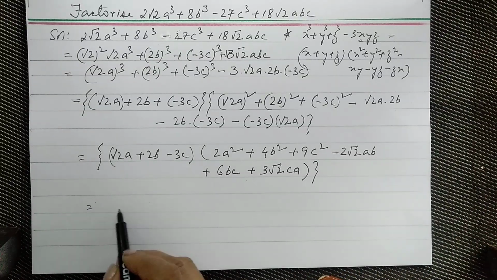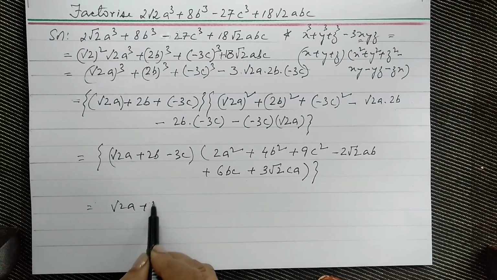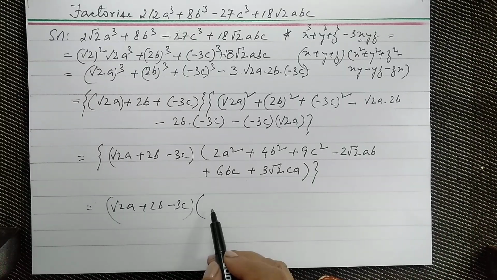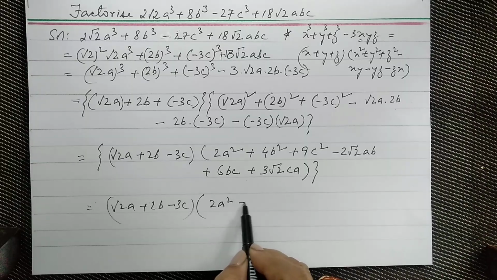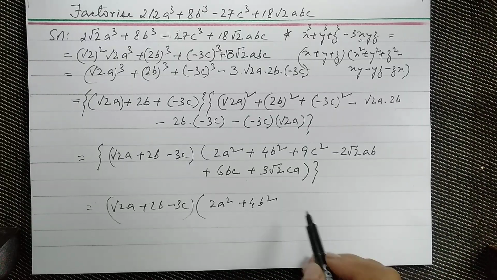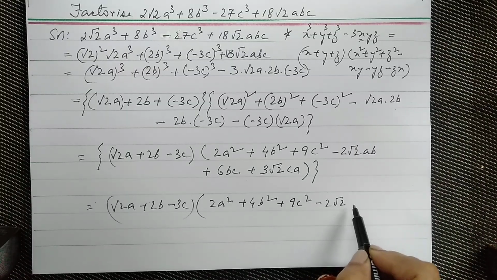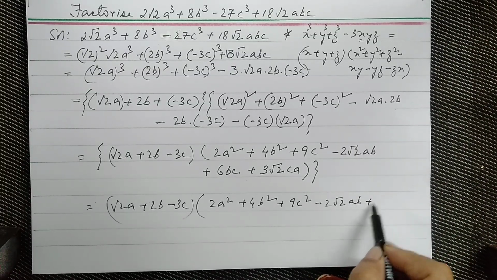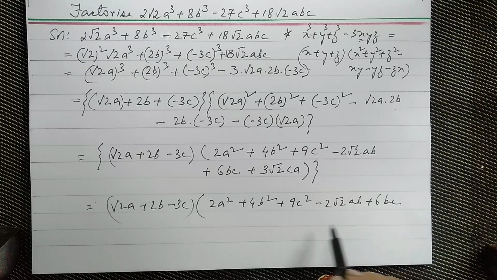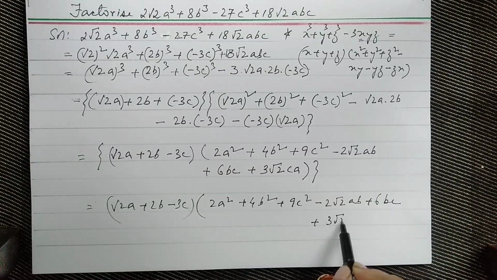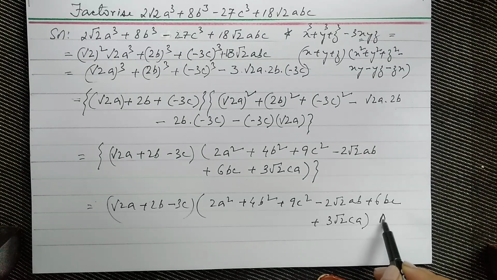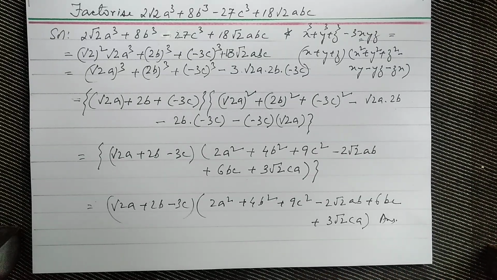Okay, the entire thing, root 2a plus 2b minus 3c. You can remove the curly bracket now. 2a square plus 4b square plus 9c square minus 2 root 2 AB plus 6 BC plus 3 root 2 CA. Alright, so this happens to be your final answer. Am I right? Have you understood?